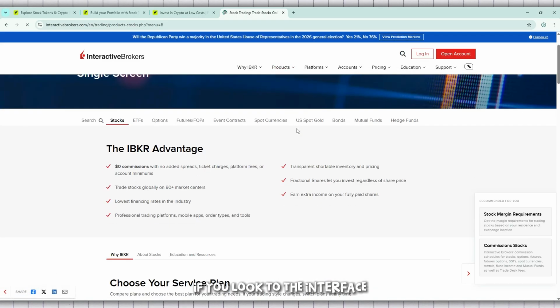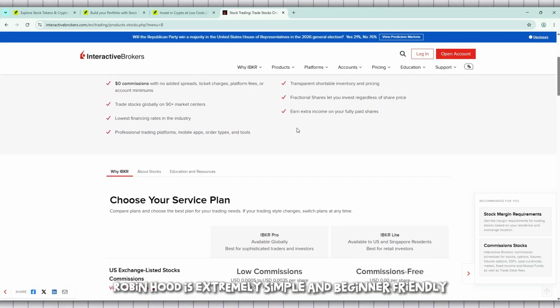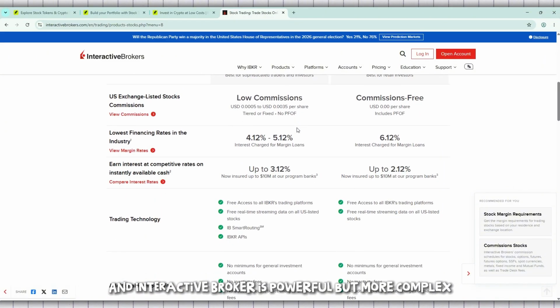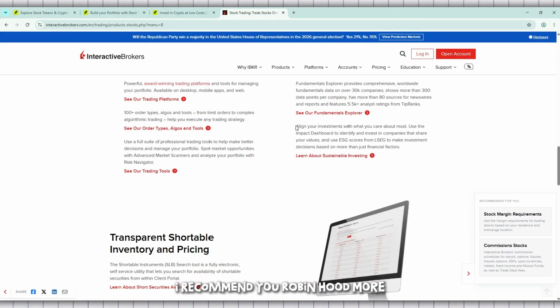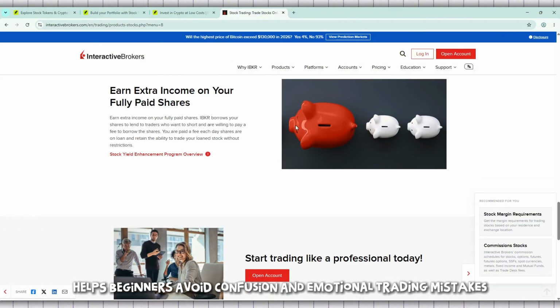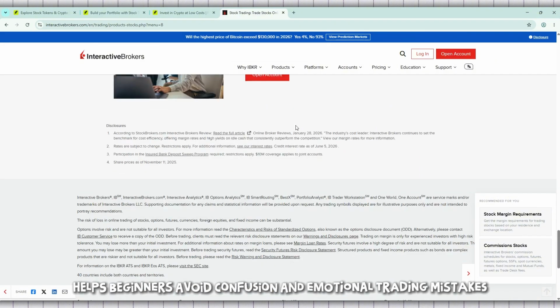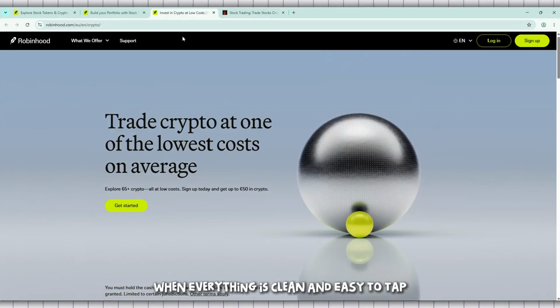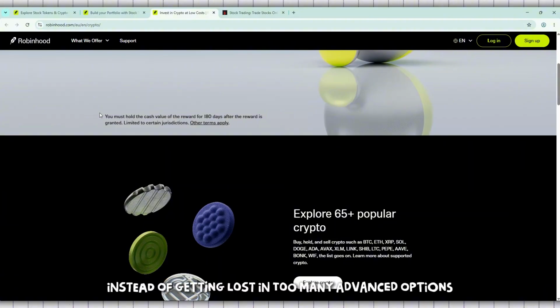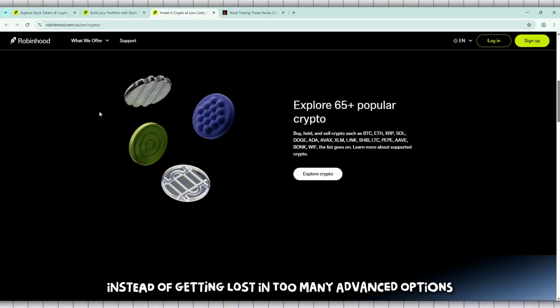If you look to the interface, Robinhood is extremely simple and beginner-friendly, and Interactive Brokers is powerful but more complex. So when you are a beginner, I recommend Robinhood more. This is actually important because a simple interface helps beginners avoid confusion and emotional trading mistakes. When everything is clean and easy to tap, you are more likely to stay consistent with long-term investing instead of getting lost in too many advanced options.